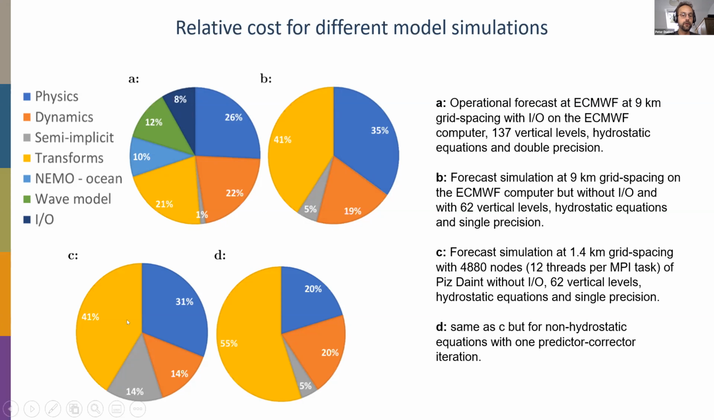And if you now go from the hydrostatic case for C to the non-hydrostatic case, you will see that the transformation is getting more expensive for the simple reason that we need to go at least twice through the transformations in each time step. So therefore, the relative cost of the transformation is getting more expensive.